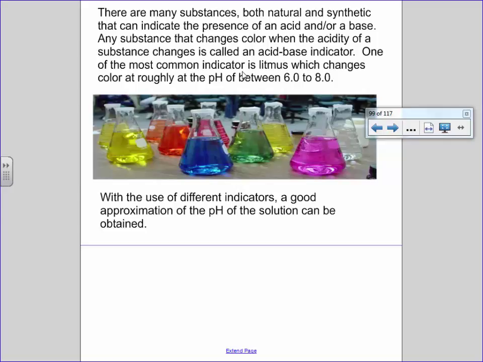So you could use a pH meter. A pH meter works kind of well because that gives you 2 decimal places for 2 sig digs. There's a third method we use, and they're called the indicators. And you guys already actually know one of these indicators. It's litmus. Litmus, if we apply it to paper, changes color between 6 and 8. But it's not just 6 and 8, it's 6.0 and 8.0.